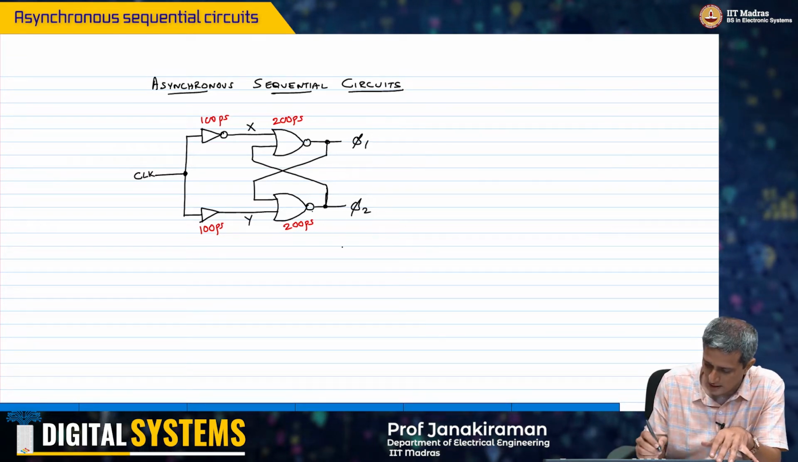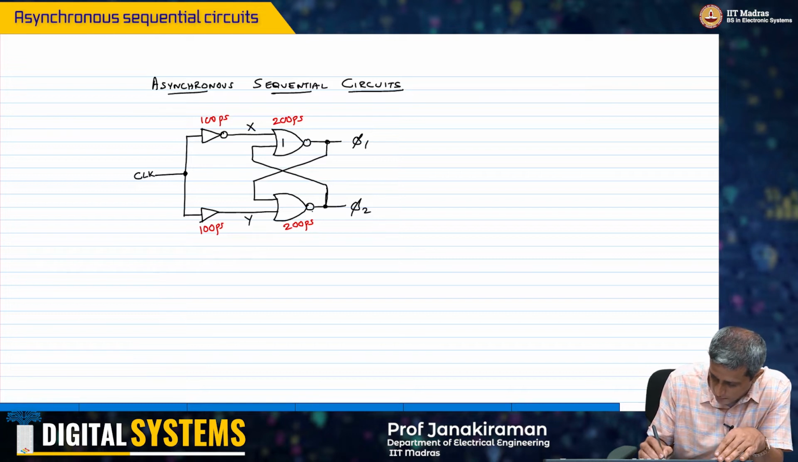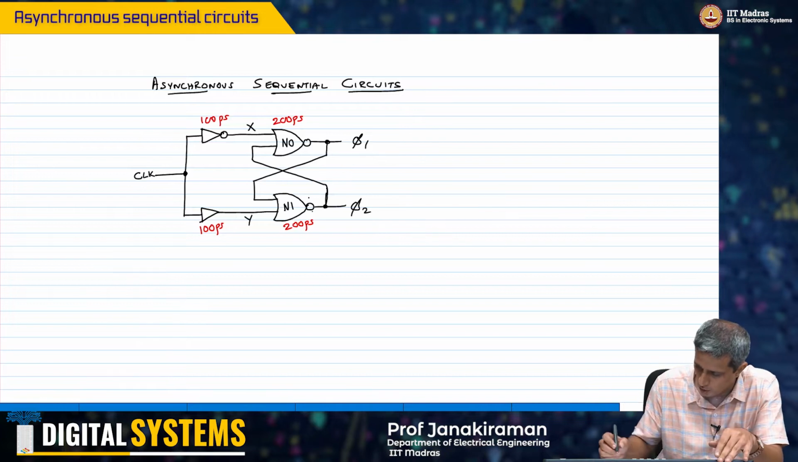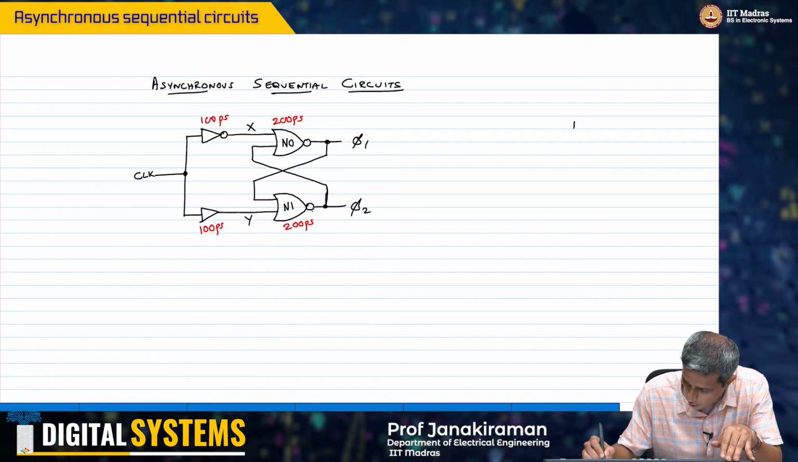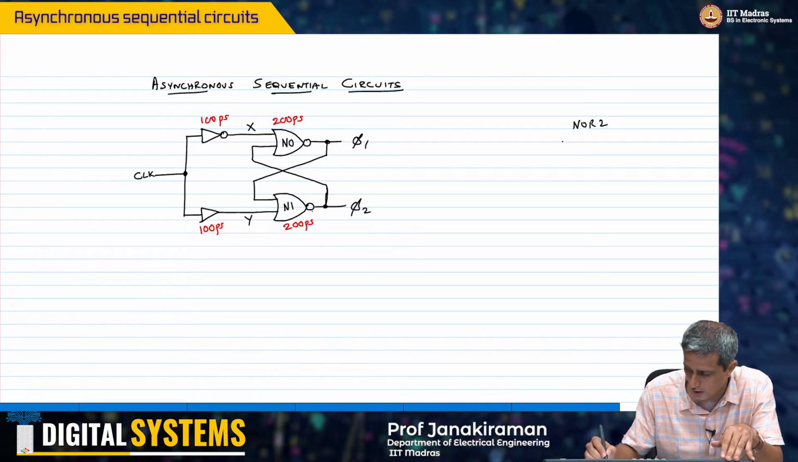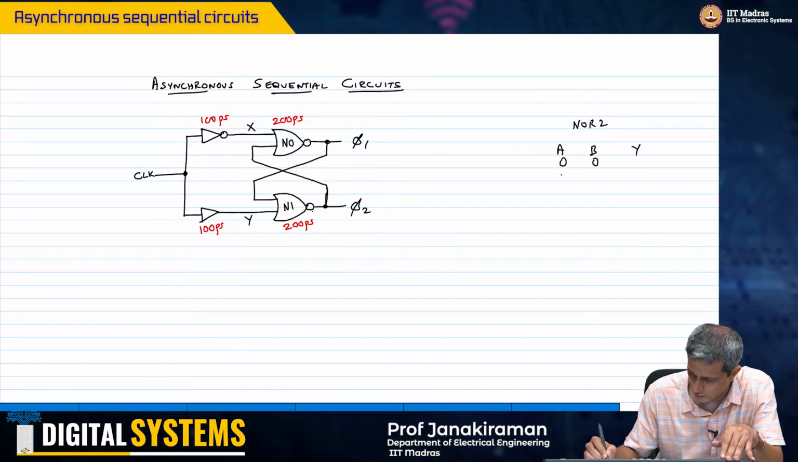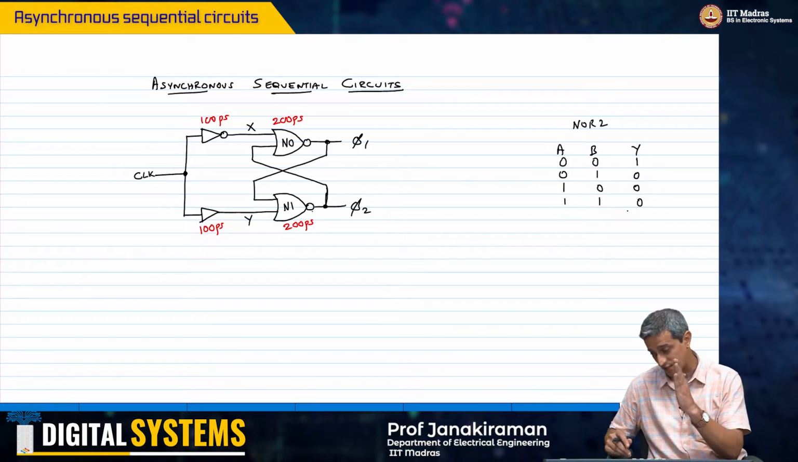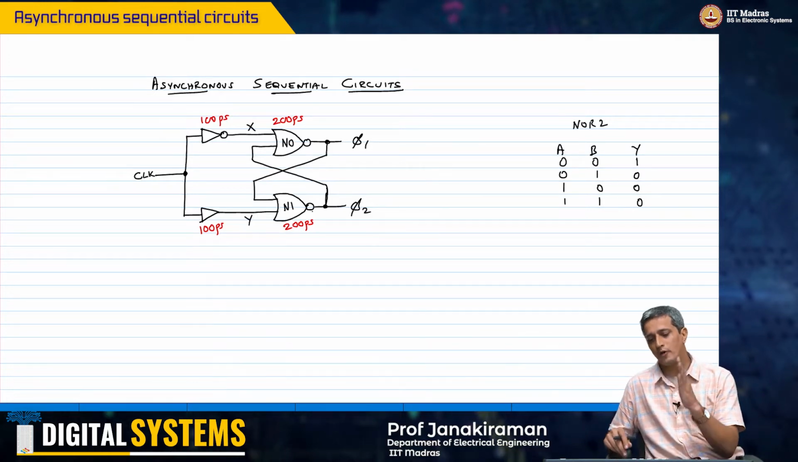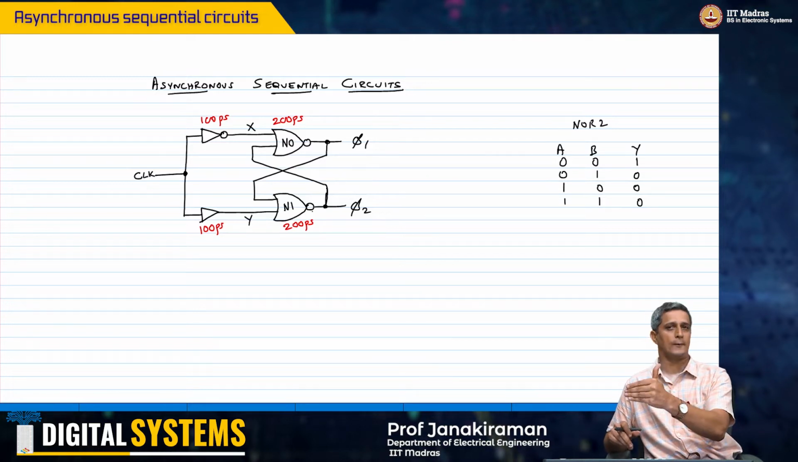So what happens here is there are essentially two NOR gates, N0 and N1. If you remember the truth table of a NOR gate, NOR 2, I have A, B and Y: 0, 0 gives 1; 0, 1 gives 0; 1, 0 gives 0; 1, 1 gives 0. Only when both inputs are 0 will the output of the NOR gate even go high, right?